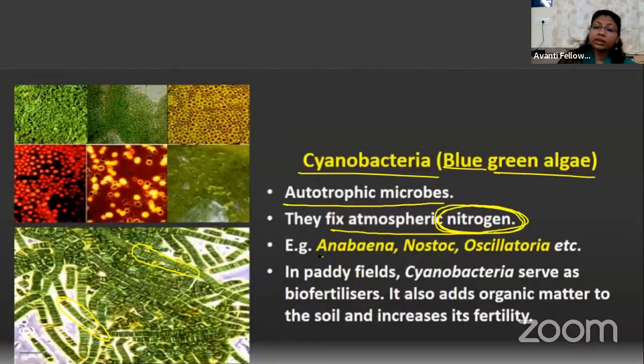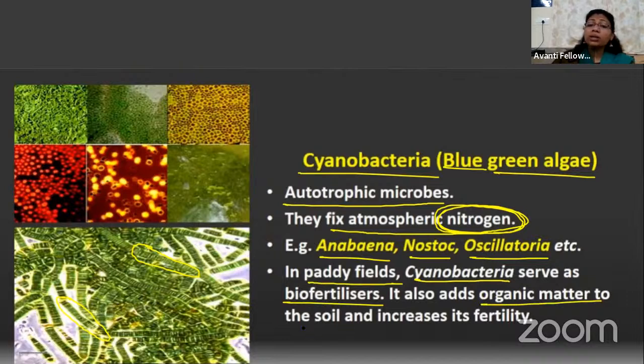Examples of cyanobacteria are Anabaena, Nostoc, and Oscillatoria. They are basically found in paddy fields. Paddy means rice field. The rice field has a good amount of water supply. The water is kept filled in the fields so that the paddy can grow. So the cyanobacteria serve as a biofertilizer, and they also add organic matter to the soil to increase its fertility.